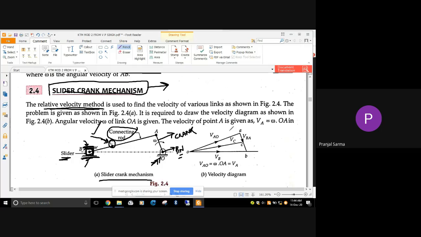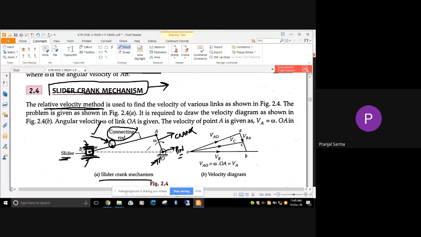Now considering this slider crank mechanism, even if this particular figure is not given and it is directly said that you have to do the velocity analysis of a slider crank mechanism, you should be able to draw the configuration diagram for the slider crank mechanism, and after that you should be able to do the analysis by using the relative velocity method.